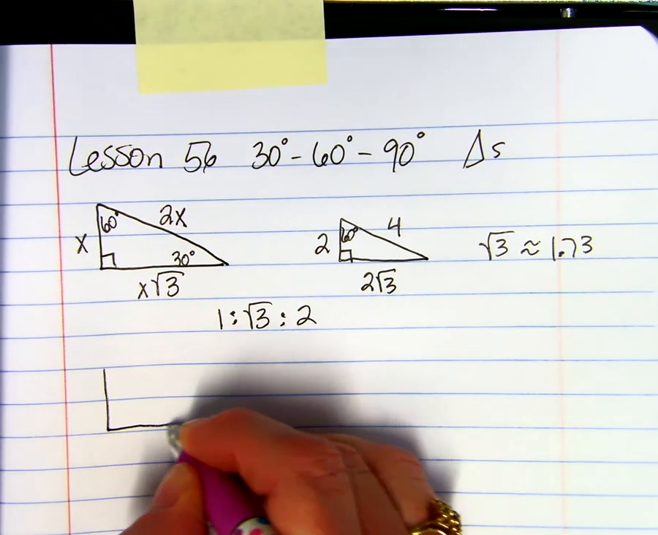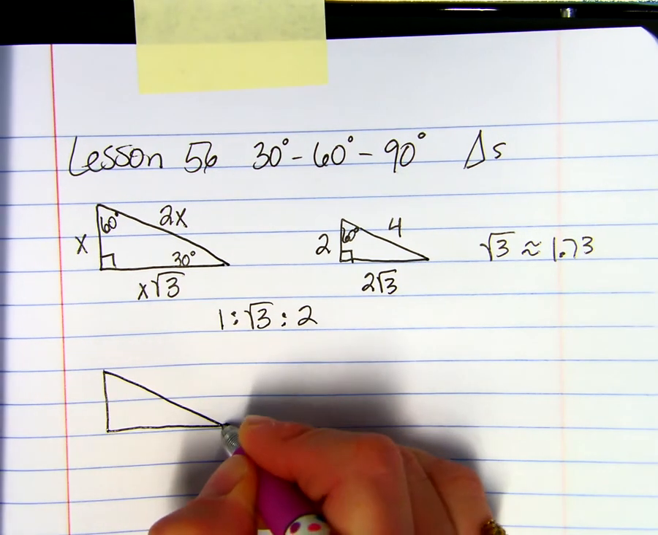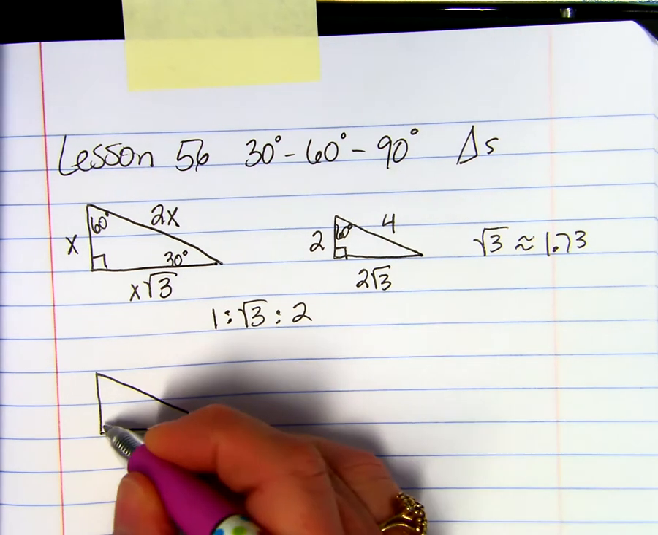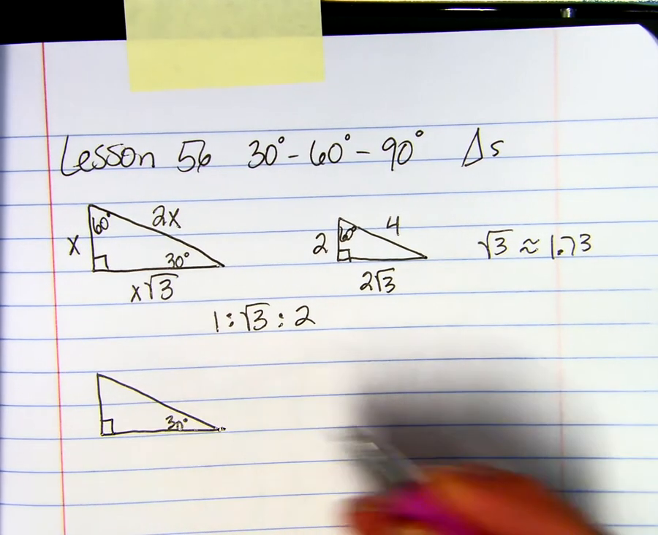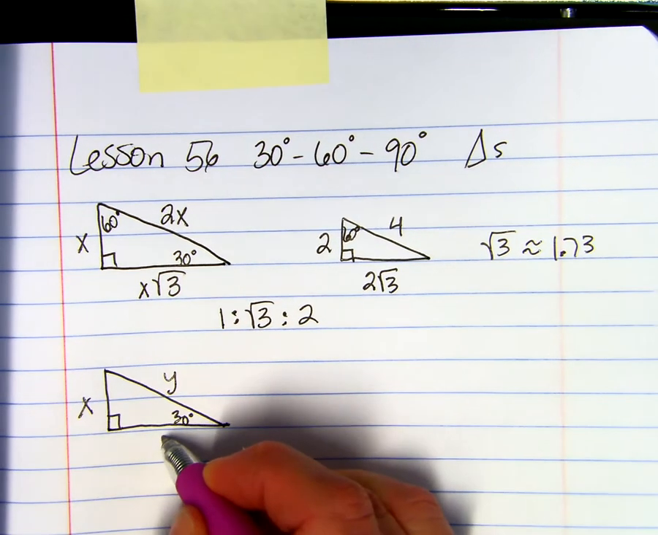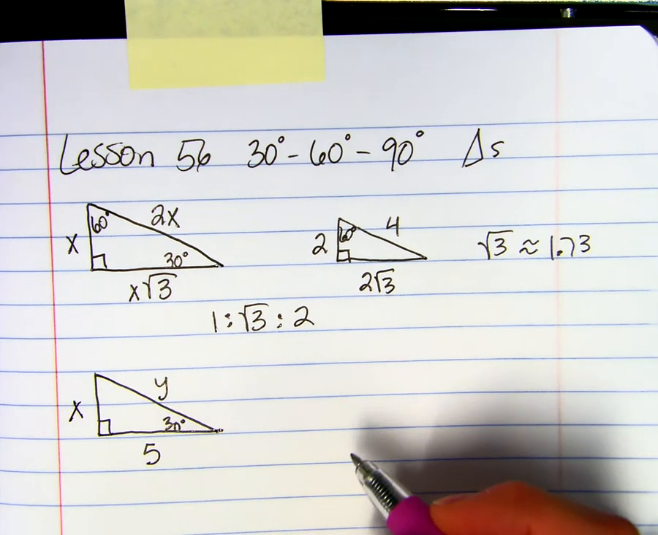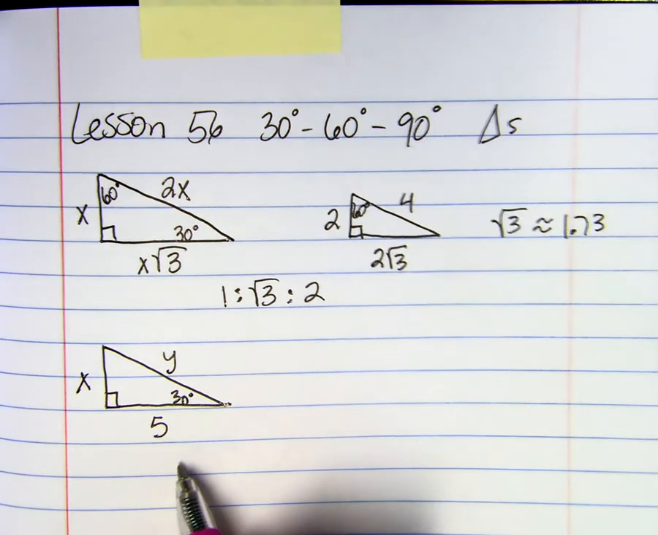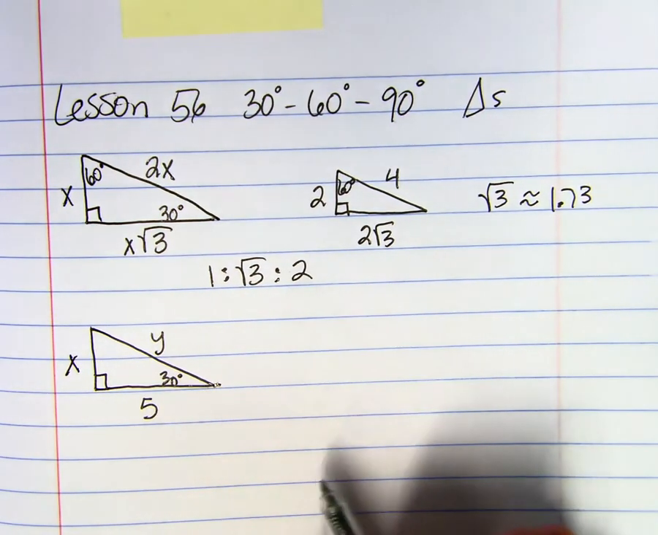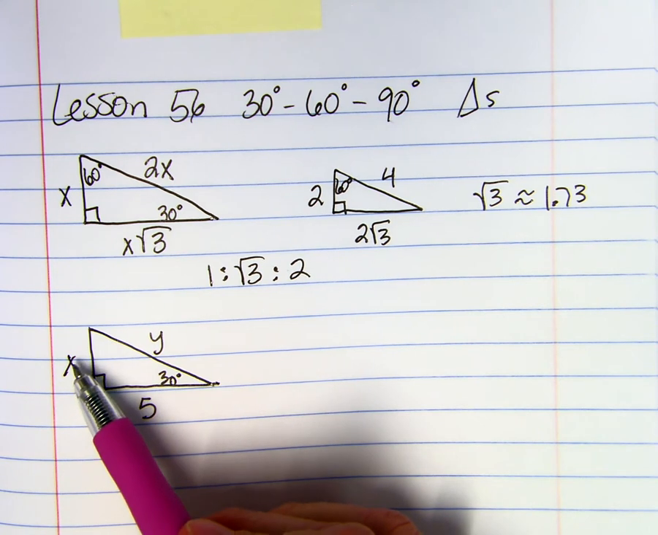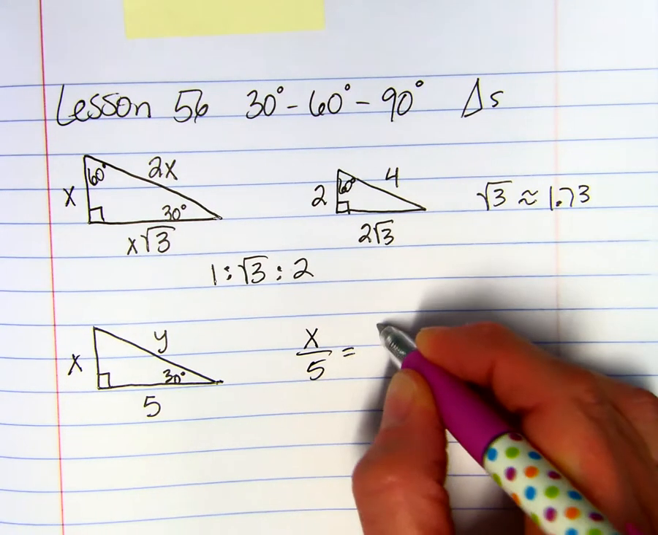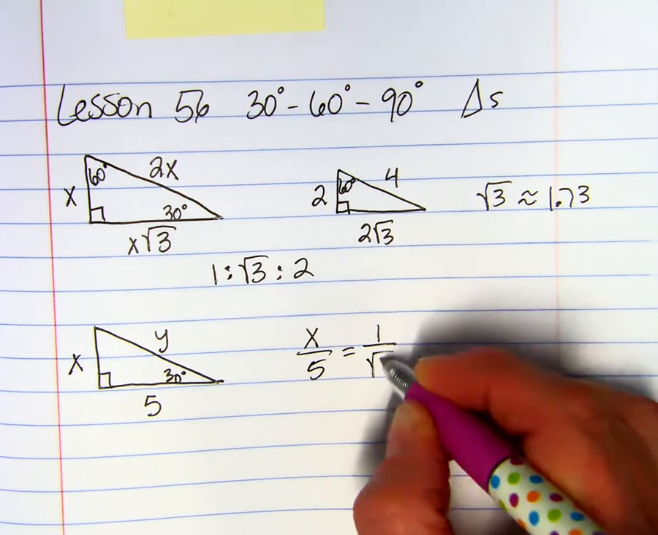So if we had a 30, 60, 90 triangle, and the short side was x, the long side was y, and the long leg was 5, if we want to find x and y, we would use our proportions. We would say x to 5 equals 1 to square root of 3.